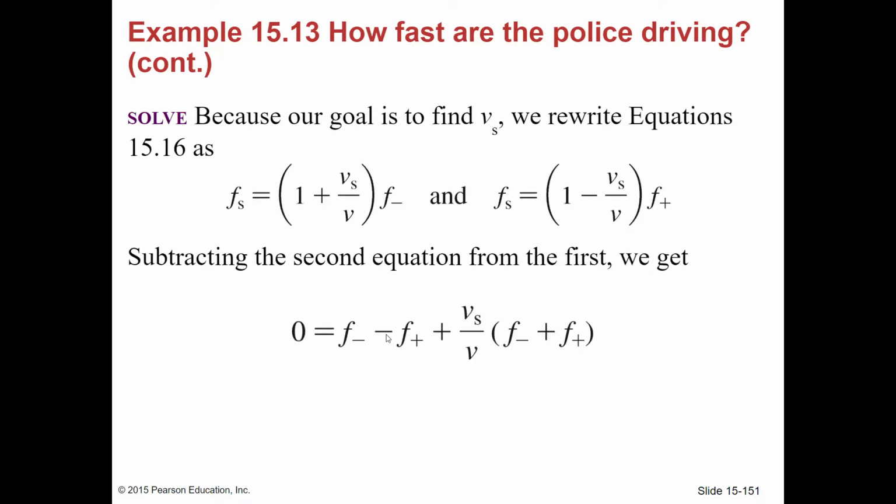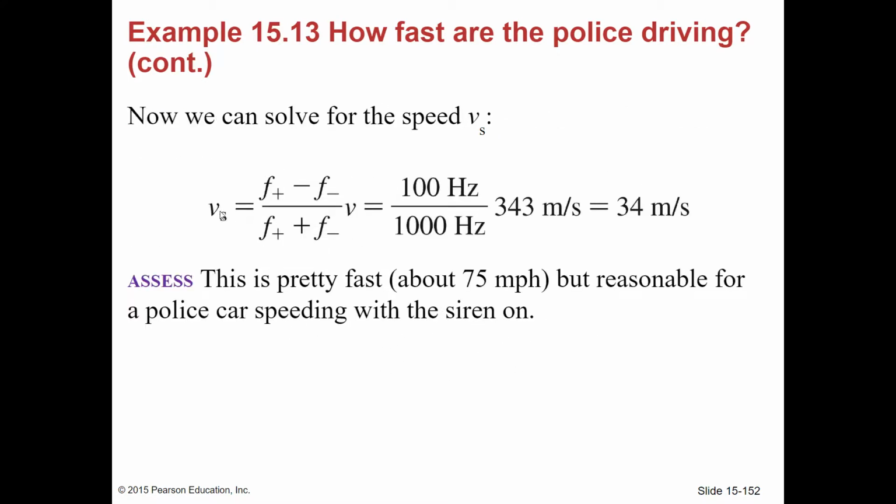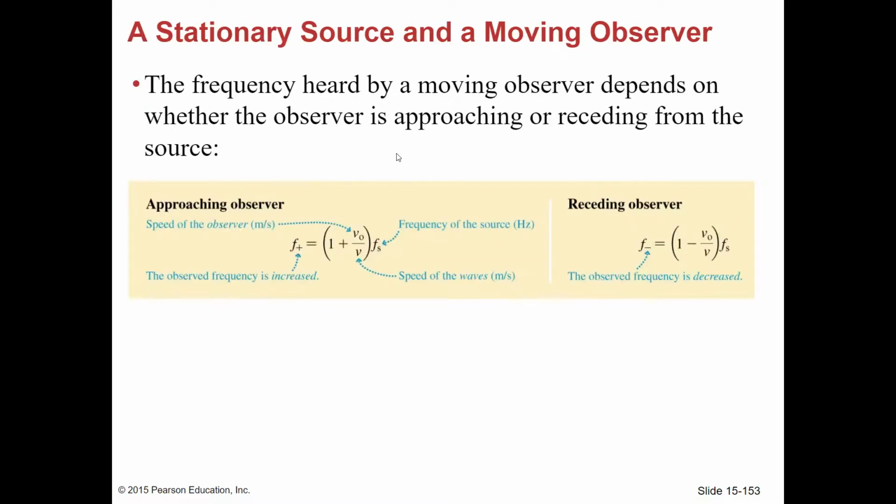So if we just solve for Vs based off of this equation, we get this: 100 divided by 1,000 multiplied by 343 equals 34 meters per second, so going 75 miles an hour. We must be on the freeway just as this cop car is driving really fast.